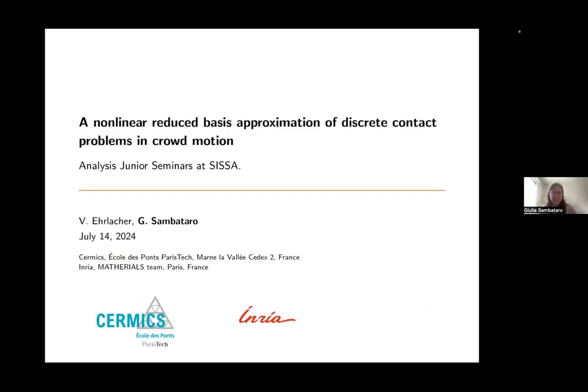Thank you to all the organizers for this kind invitation. I'm very glad to be here talking to you about my current research project that I'm conducting in Cermix lab at Ecole des Ponts in Paris, in collaboration with Virginie Larcher. And as you said, we are working on nonlinear methods for contact problems.